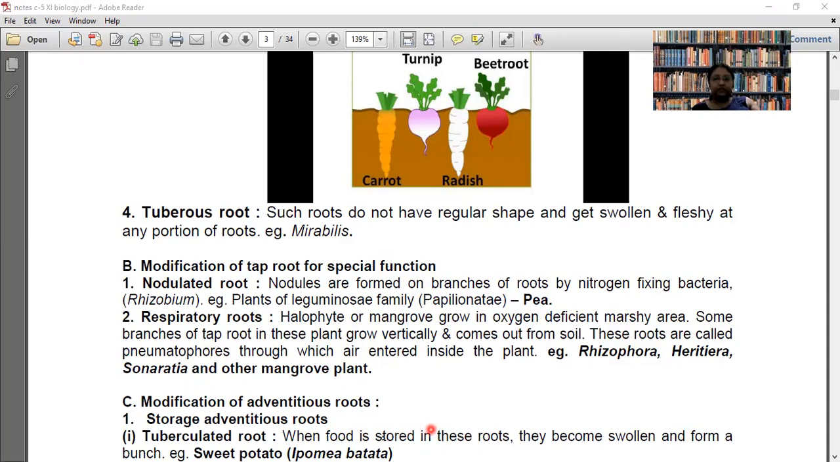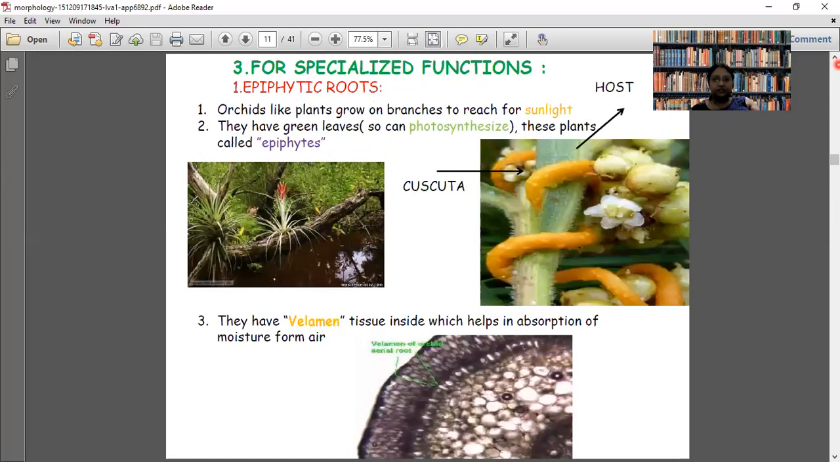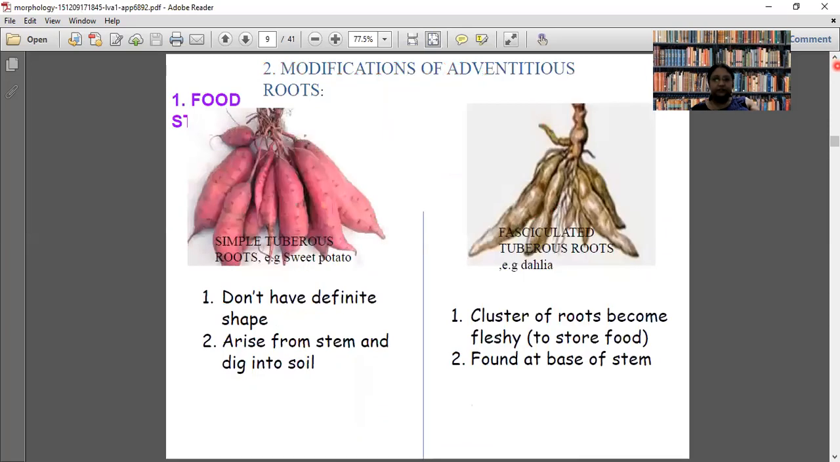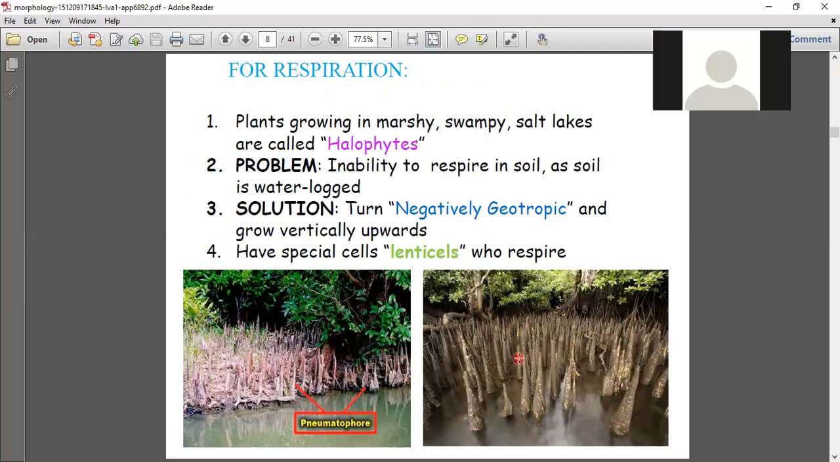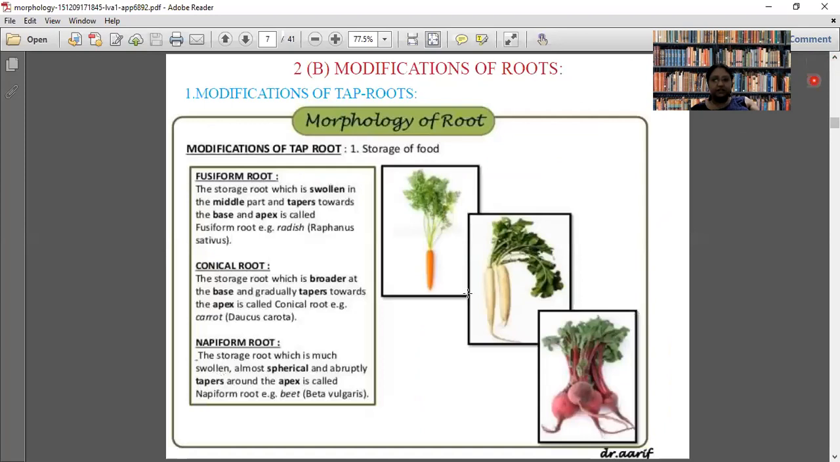I wish to share with you the diagram of all these structures. This is an example of pneumatophore. Can you see the roots? All of these are roots. Class, is the screen visible? Yes, ma'am. And these are the three shapes.